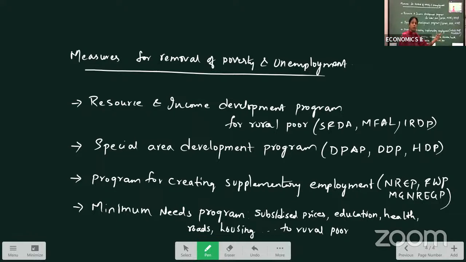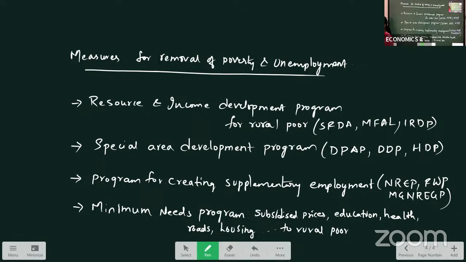Education is essential to increase the skills of the labor. Education is provided at a lower price, meaning facilities are provided and they are making sure that everyone is educated. Health facilities are also provided, because if the labor are healthy, the efficiency of labor will increase. Roads and housing are all provided to the rural poor. So these are the measures taken by the government for removal of poverty and the unemployment problem.